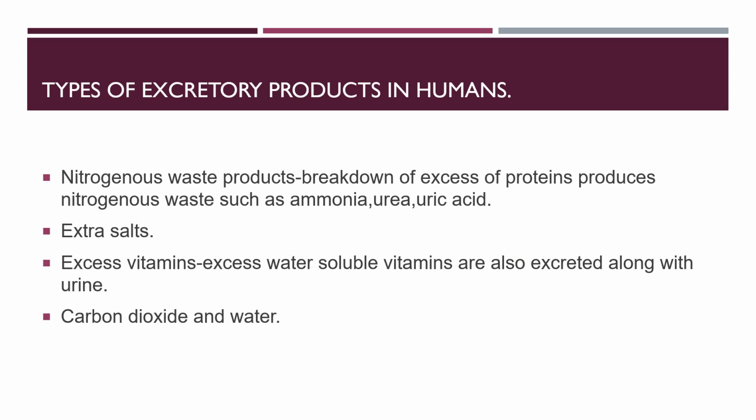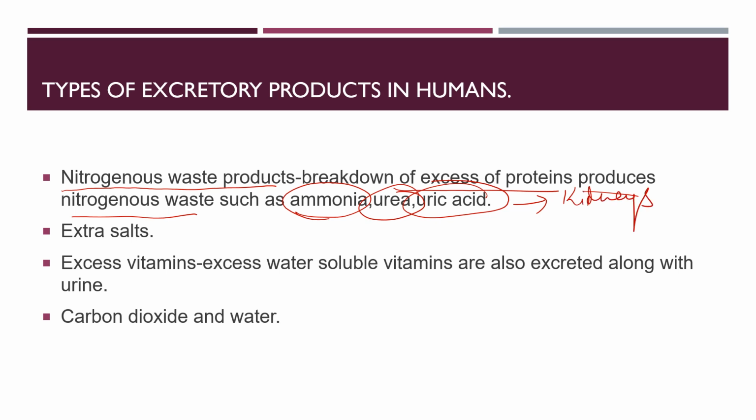Now let us first deal with the types of excretory products in humans. We should know what the excretory products are, the end products of the metabolic activities which are not used by the body and which are harmful to our body. Let us first take the nitrogenous waste products. How are these nitrogenous waste products formed? They are formed by the breakdown of excess proteins and produce nitrogenous wastes, such as ammonia, uric acid and urea. They are removed through the kidneys. Kidneys are our excretory organs, so they are removed through the kidneys.